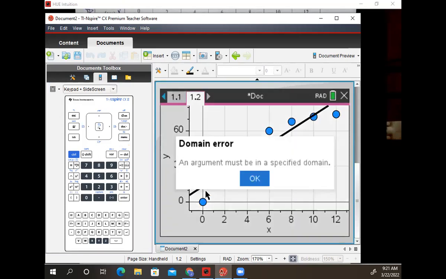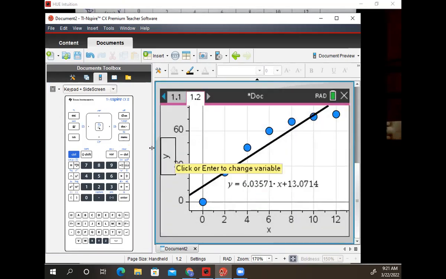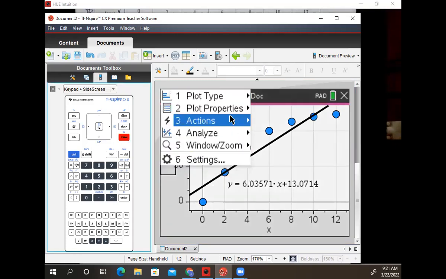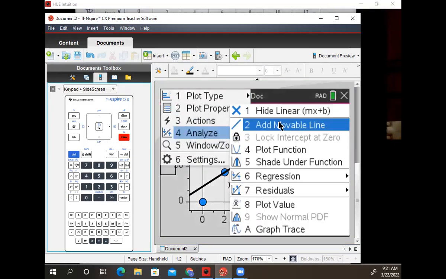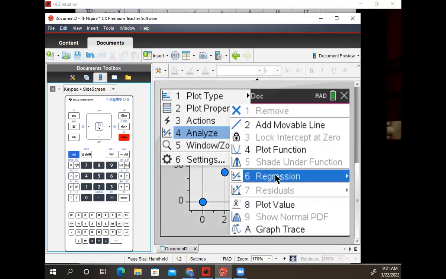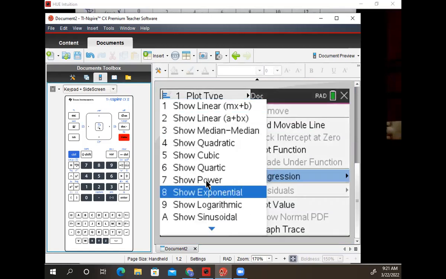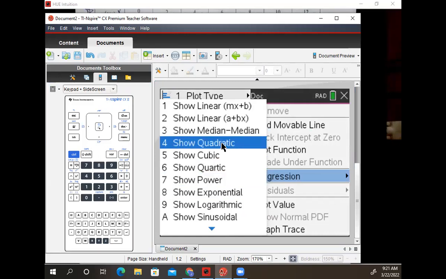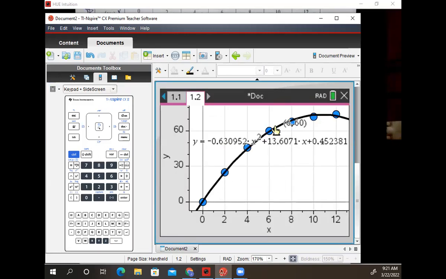And if I wanted to try something, I could probably first hide linear. We'll do quadratic just to see. So I wanted to try something different. We could pick a different model and see if maybe that fits my data a little bit better. Okay, so you can test this stuff out with your calculator. You can also get that residuals plot with your calculator.